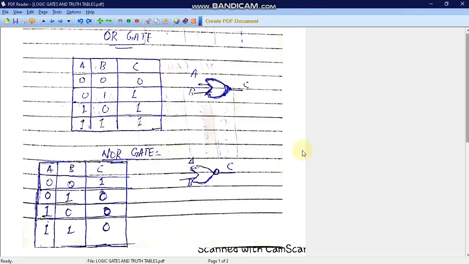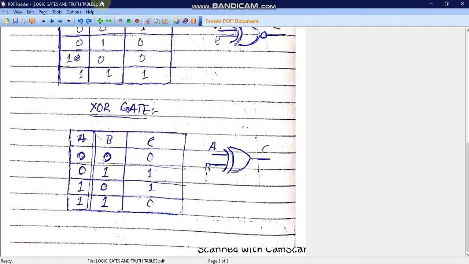First of all, we should see exclusive OR gate. This is an exclusive OR gate. The basic condition that exclusive OR gate requires in its truth table is that if its inputs are the same, then it will give us an output of 0. But if its inputs are different, that we can see in the second and third row, it will give us a high output, that is 1.